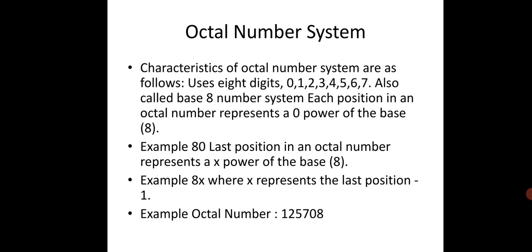Now we will see the octal number system. The characteristics of octal number system are as follows. You can see that it uses 8 digits, that is from 0 to 7. Also the base of the octal number system is represented as 8. Each position in an octal number represents a power of the base. Example, 8 raised to 0, the last position in octal number system, represents the 0 power of the base.